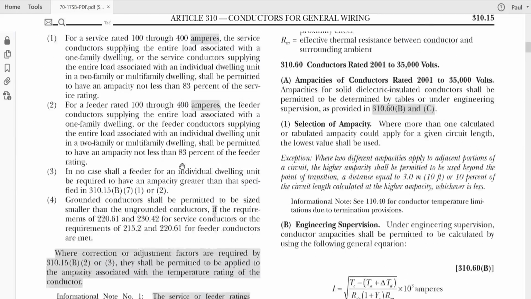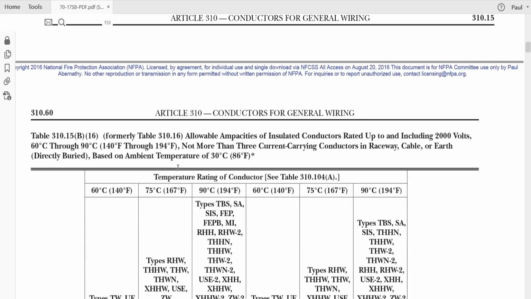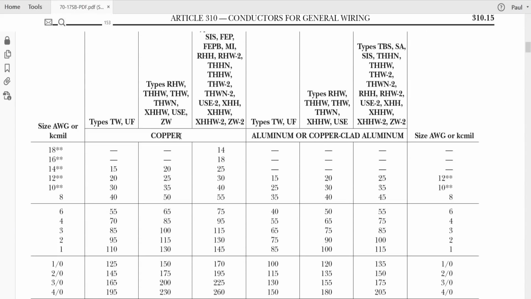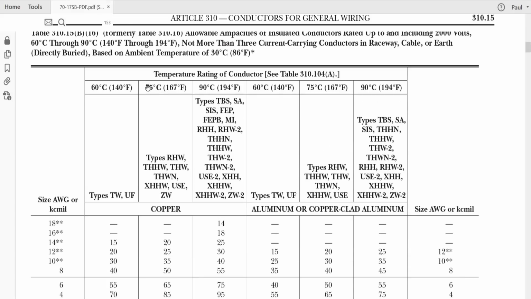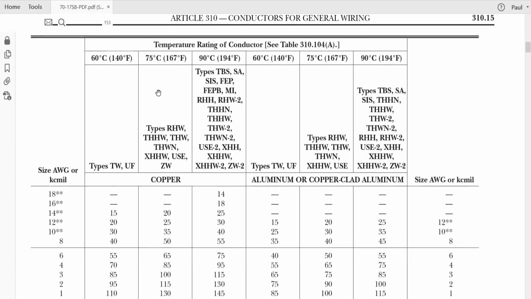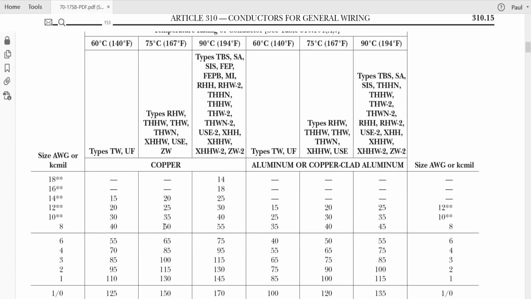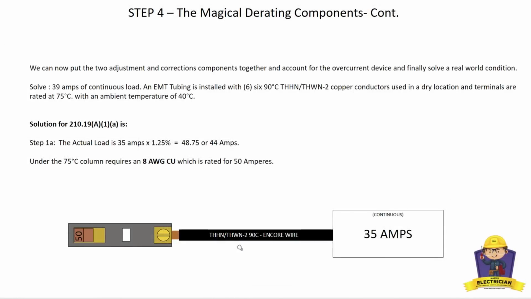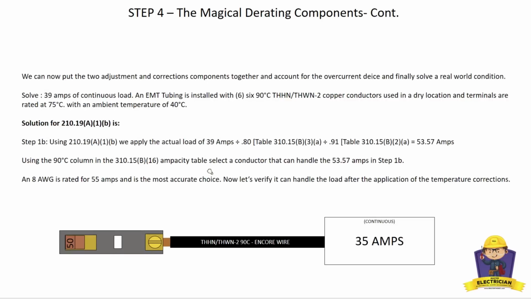And again, our conductor was at 48.75 amperes. So under the 75-degree column, because we haven't applied any adjustment corrections, because that's not what 210.19(A)(1)(a) is all about. It says simply follow the terminals. So I go down here, and it looks like, okay, an 8 gauge. Okay, so an 8 gauge is good for 50. So it looks like I'm okay as far as sizing the conductor, that looks like we're good at first. All right, so let's go back to the presentation. All right, so it looks like we're good at an 8 so far.